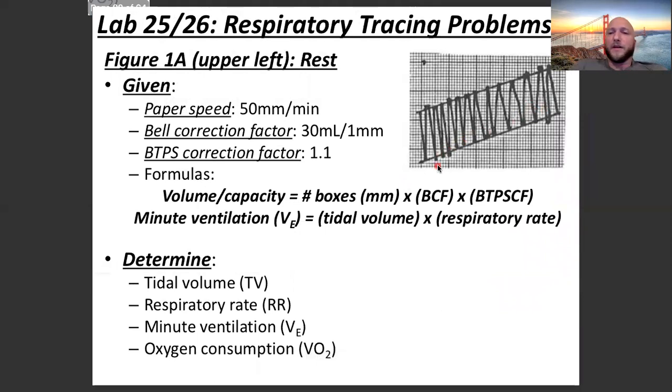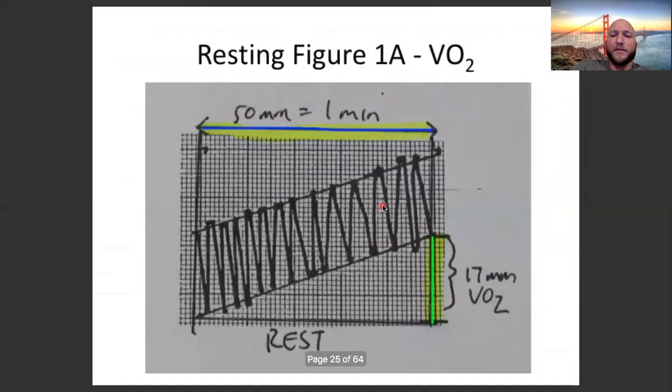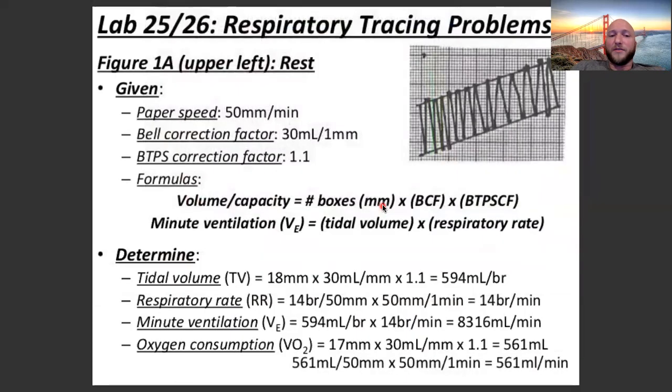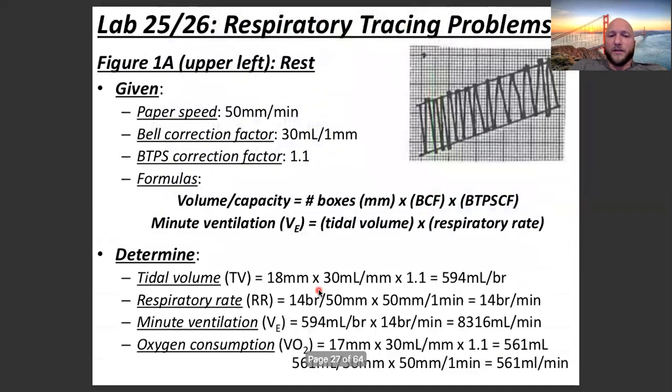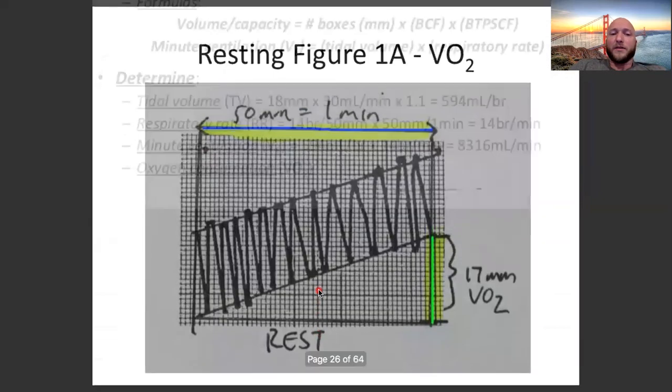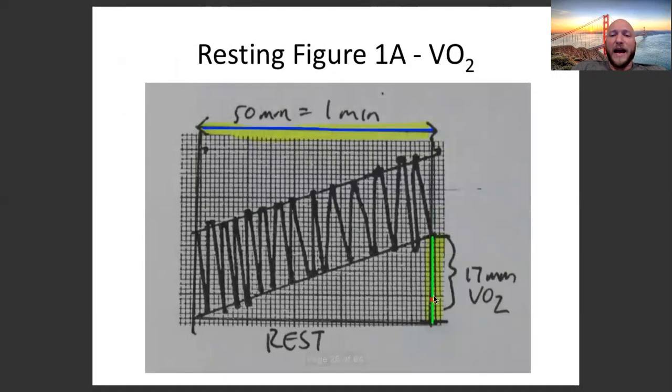Now, we have to make a number of assumptions for this. We've got to assume that the amount of carbon dioxide produced is equivalent to the amount of O2 used. So there's definitely some assumptions here. But we're going to estimate, that's a good word, we're going to estimate oxygen consumption by the amount that the graph trends upwards over a minute. So how are we going to do this? We're going to see how many boxes the graph trends upwards during a minute.